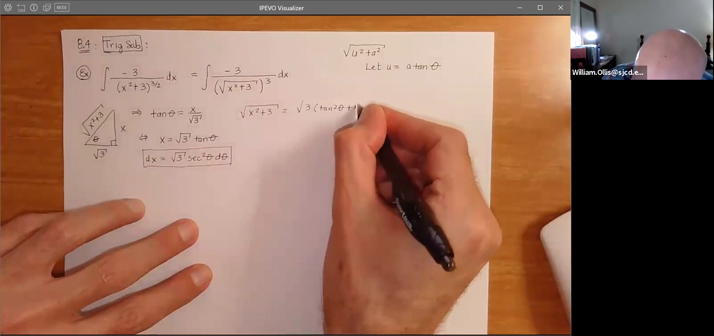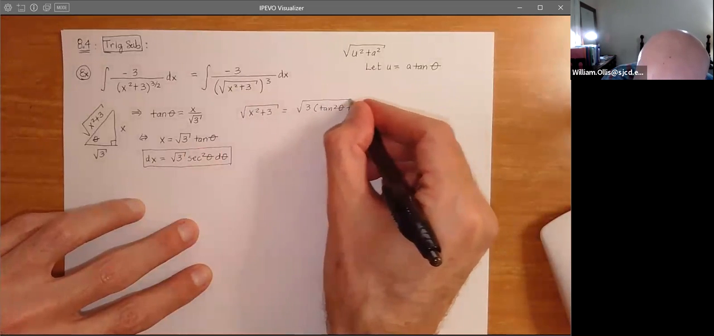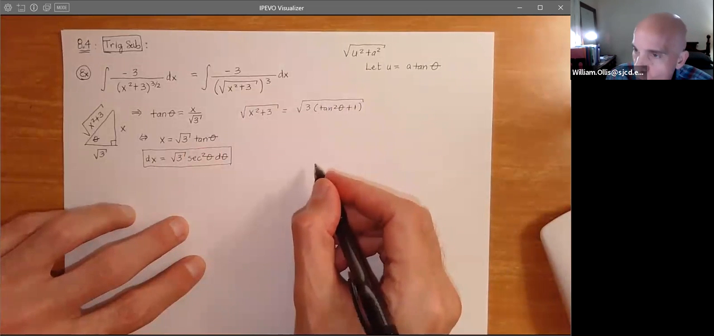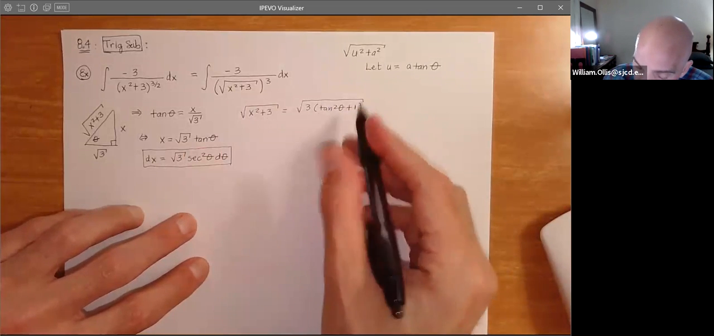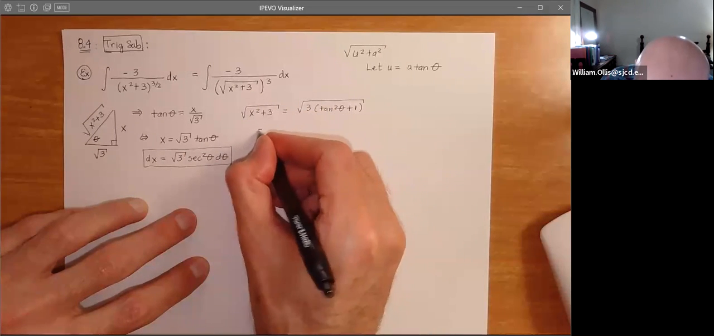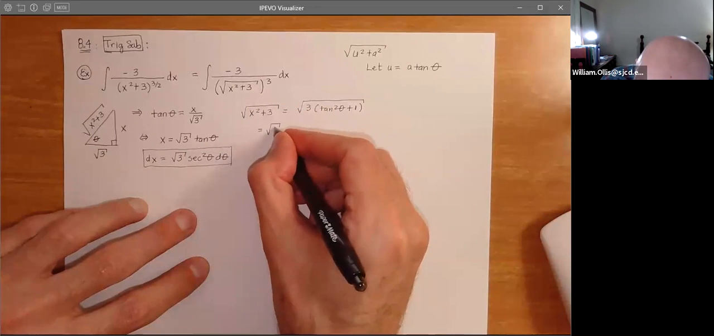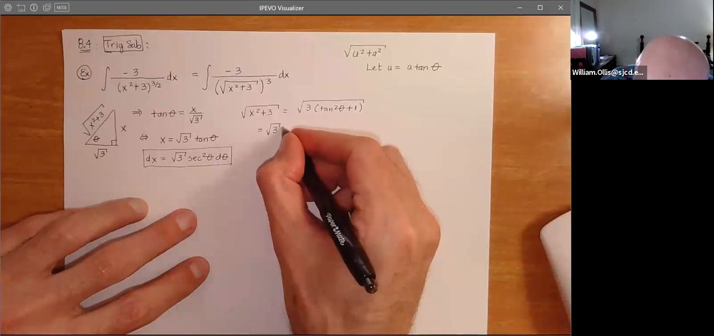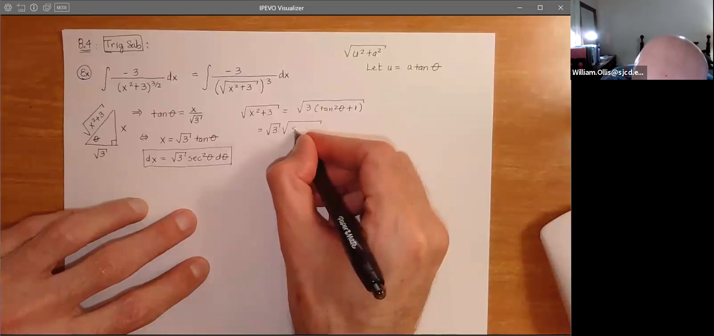Now, you don't have to do this every time. I'm just writing it out because this way you can develop a formula. But now, of course, tangent squared plus 1 is secant squared. So we get the square root of 3 times the square root of secant squared.